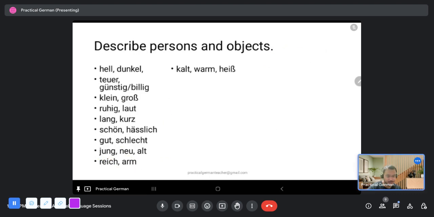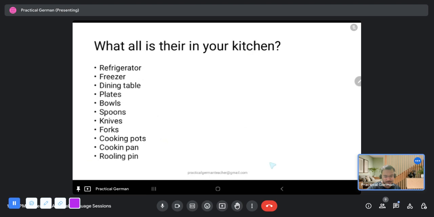There is no point in. Plates is like Teller. Bowls, what is bowl? I forgot. Schale, I believe. Yeah. Spoon is Löffel. Knives is Messer. Fork is Gabel. Cooking pot, what do you call cooking pot? Just thinking. Yeah, I forgot. Cooking pan like Pfanne. Rolling pin.